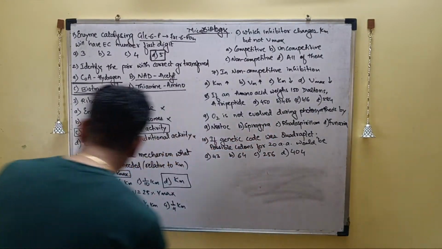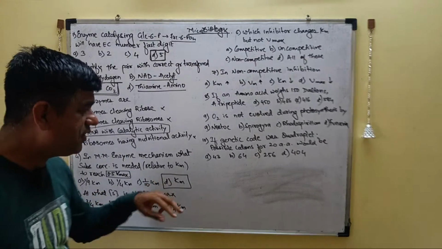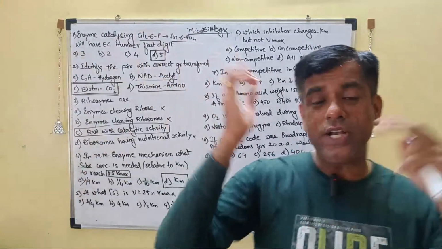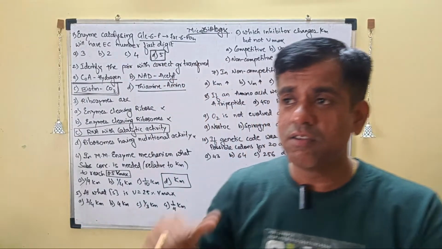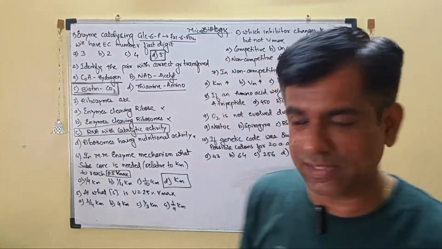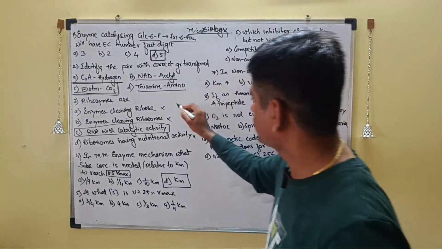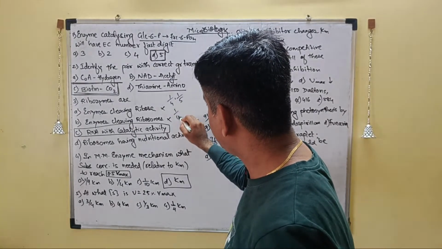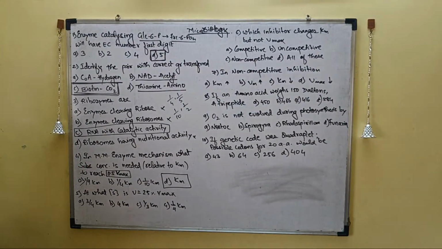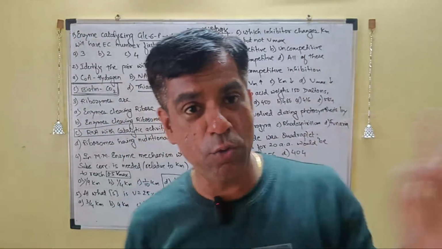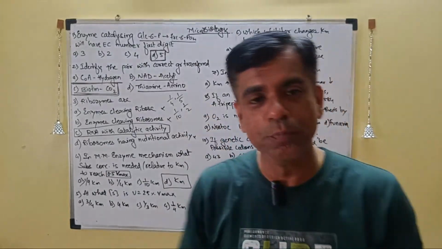Like here you have: at what S is V 25% of Vmax? Tell me, when I'm talking about 25% of Vmax, is it 1/2 of Vmax, 1/10 of Vmax, 1/4 of Vmax, or 1/5 of Vmax? What is 25%? Can you tell me how much 25% is? 1/4, 1/5, 1/10, 1/2. You should know this much mathematics.